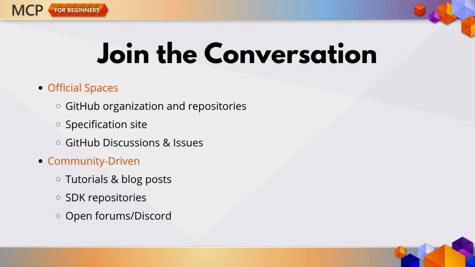The official community lives in a few key places. First, there's the MCP GitHub organization, and then there's also the specification site. And then finally, they're also in GitHub discussions, issues, and pull requests. But there are also community-driven channels like tutorials, blog posts, language-specific SDKs, and open forums. If you've ever wanted to share your insights or find collaborators, those are great starting points.